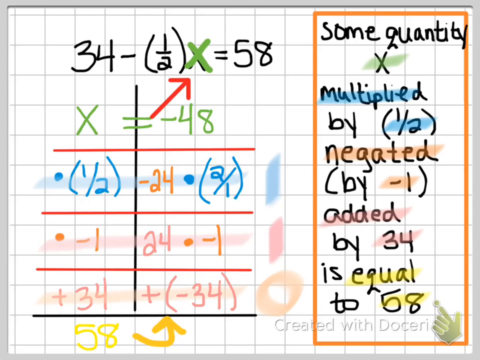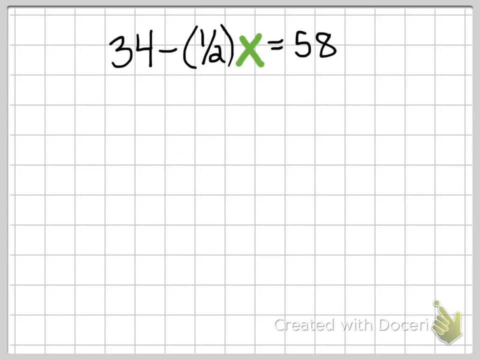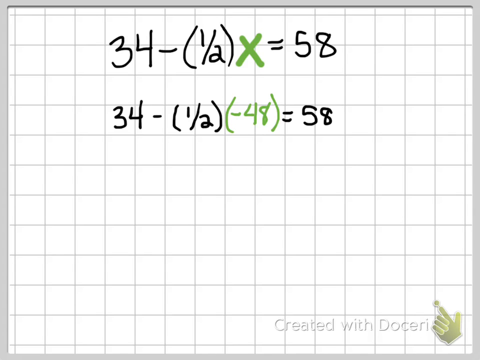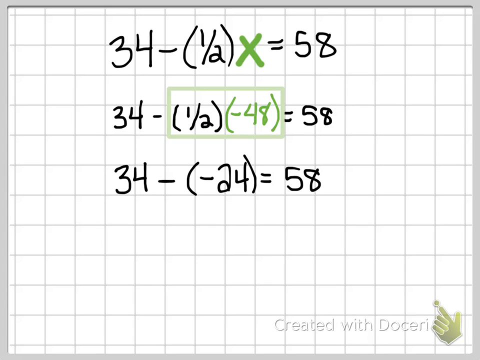So let's check our work by replacing it back into our original equation. 34 take away 1/2 of x is equal to 58. We know what x is now, so let's replace it with substitution. 34 take away 1/2 of -48. We're going to focus on this because the order of operations tells us that multiplication happens before addition. So 1/2 of -48 is -24.